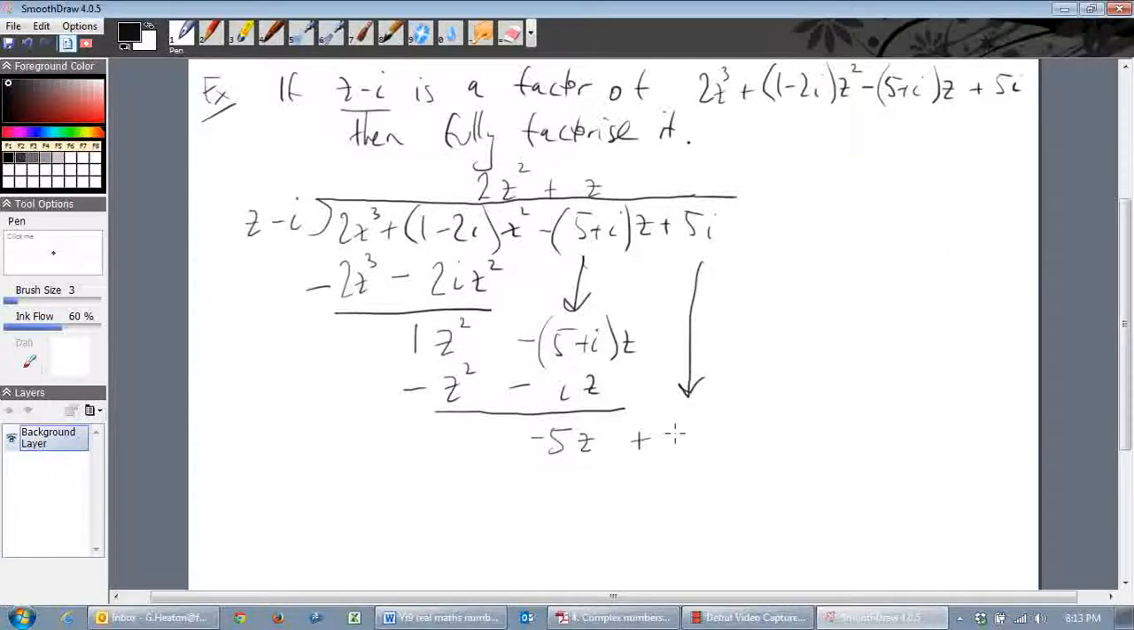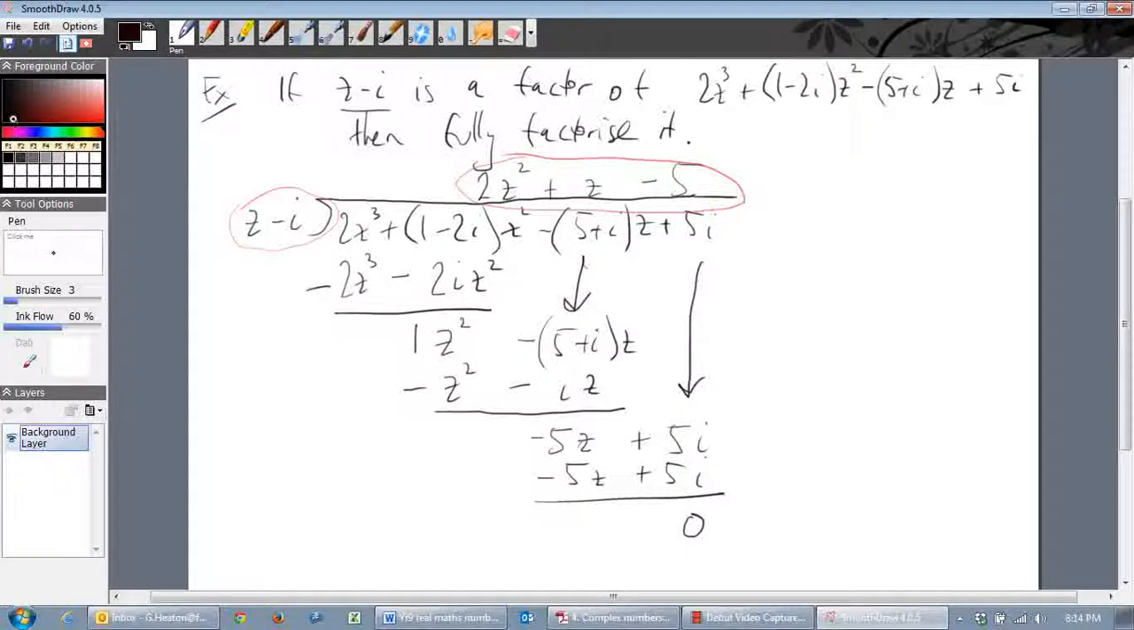Fantastic. Almost there. You bring down the plus 5i. And then what do we need to multiply this by to get this? So just mark that. What do we get? We need to multiply it by negative 5. So negative 5 times that is negative 5z plus 5i. And hallelujah, you get the same thing here. So you get 0. So yes, it is a factor. Fantastic. So now it's this factor multiplied by this factor. All we need to do now is factorize that.